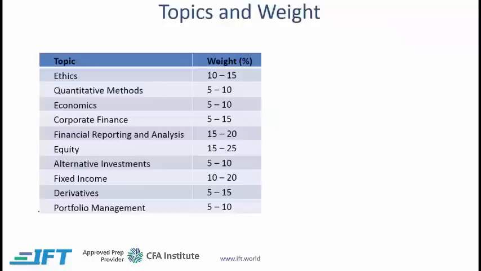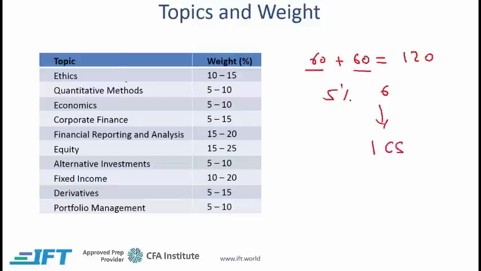Here are the Level 2 topics and weights. Level 2 has a total of 120 questions, 60 in the morning, 60 in the afternoon. So a 5% weight means 6 questions, and 6 questions is one case study. Ethics has a weight of 10% to 15%. This means that you will see either 2 or 3 ethics case studies. With quantitative methods, you will see either 1 or 2 case studies.